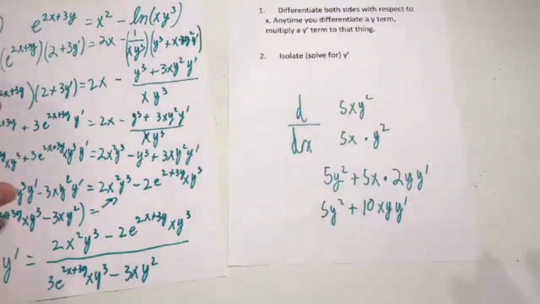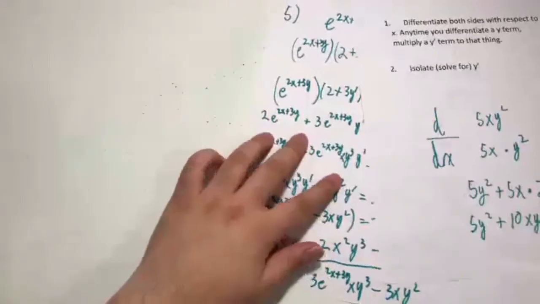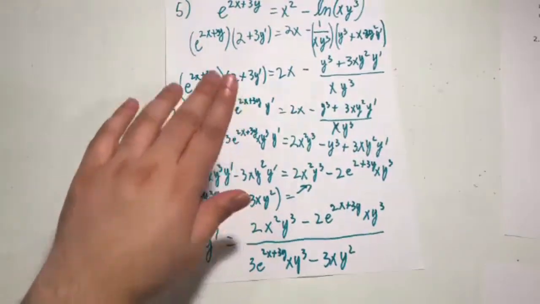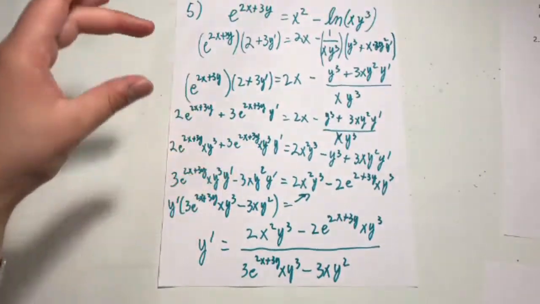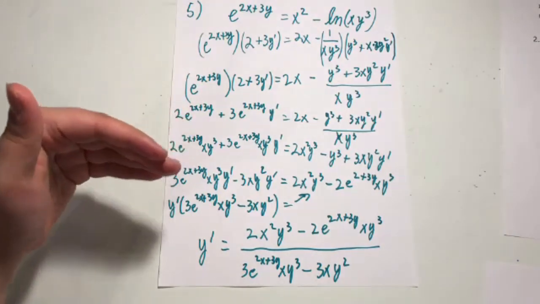This isolate y thing, or y prime thing, you've been doing stuff like that since the 8th grade, most likely. 9th grade, maybe. 7th grade, whatever. However, it can be quite frustrating. It's easy to lose track of certain variables. That's why it's important just to go line by line by line.